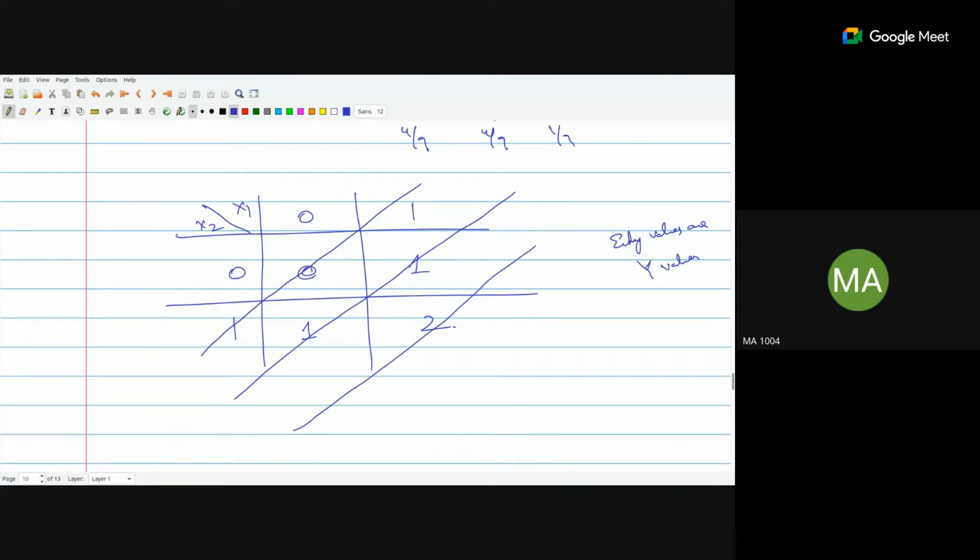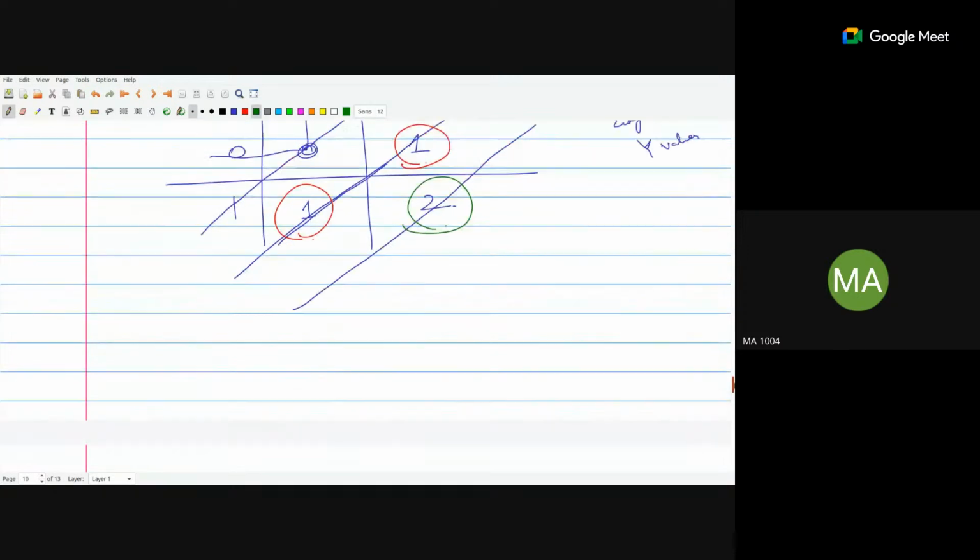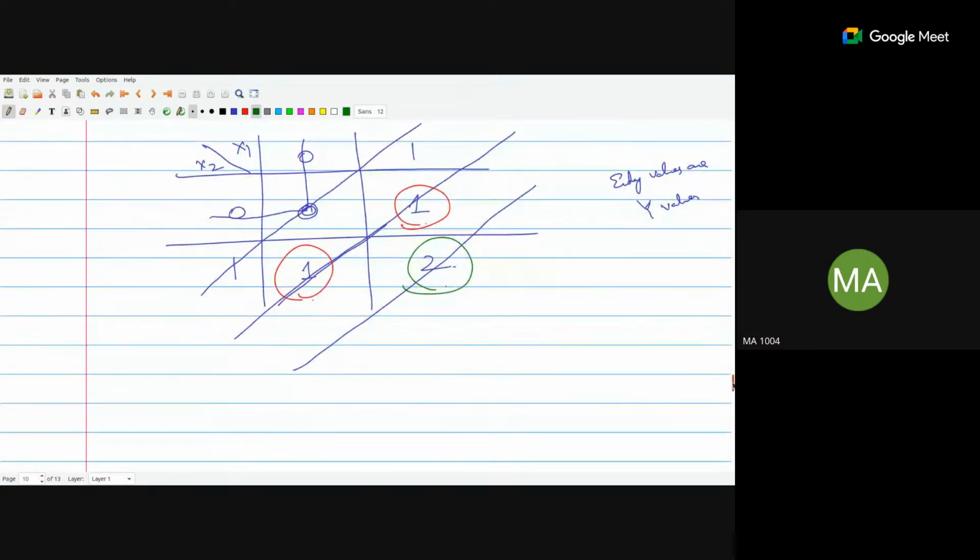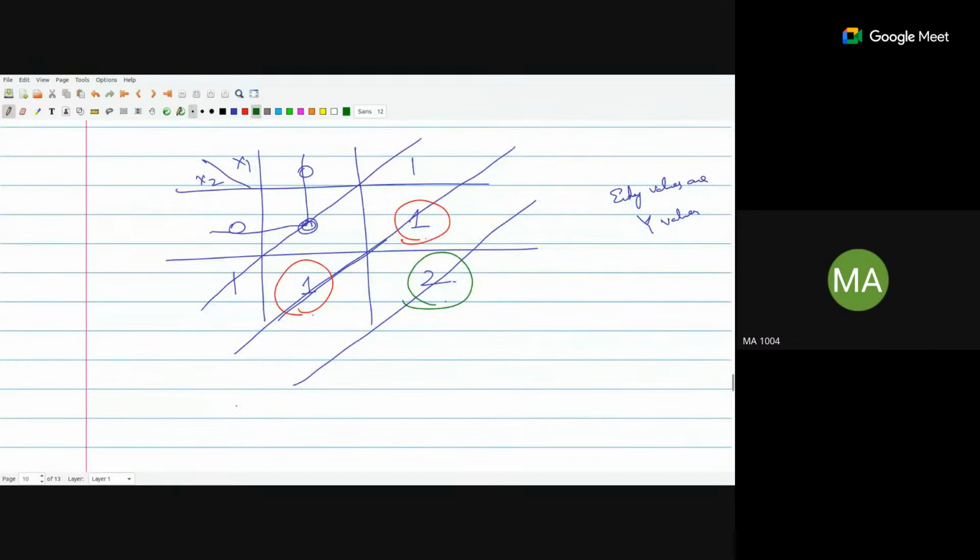So for 0, you have to consider the case when x1 and x2 are both 0. For 1, you have to add up the cases 0, 1 and 1, 0. And for 2, you have to consider 1 case. So this is a very simple, small table. That is why we are getting only 4 very simple cases. If the table is large, then this particular way of solving is helpful.